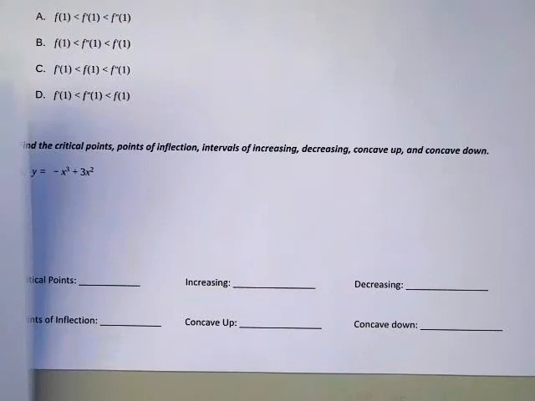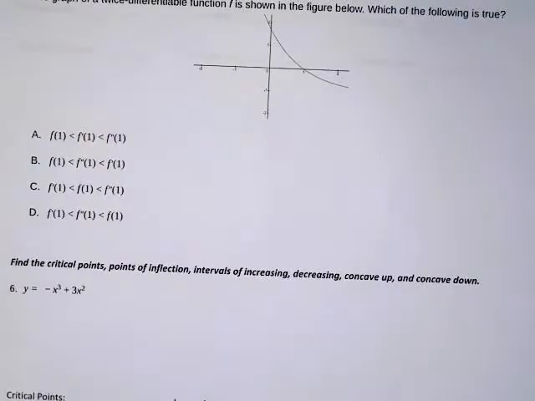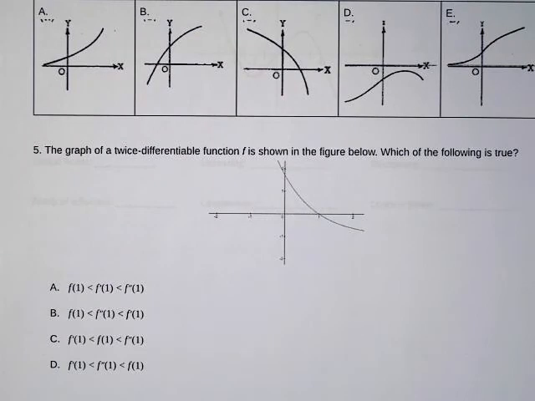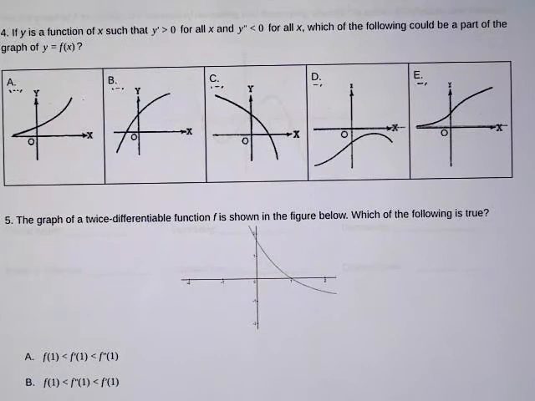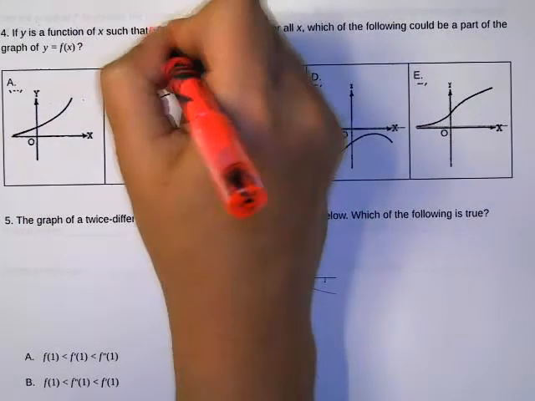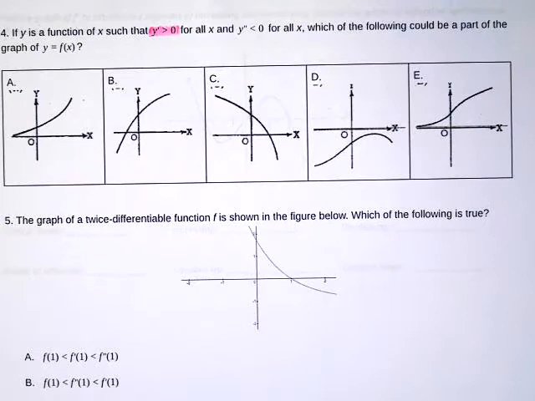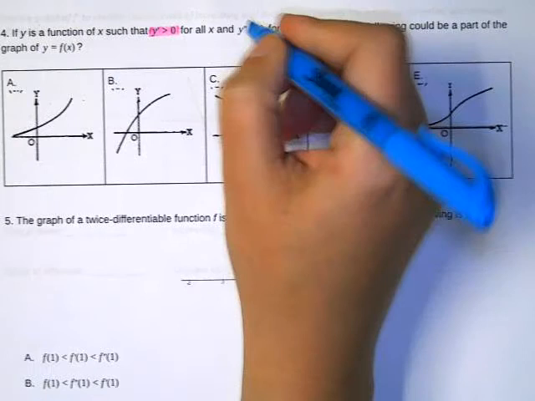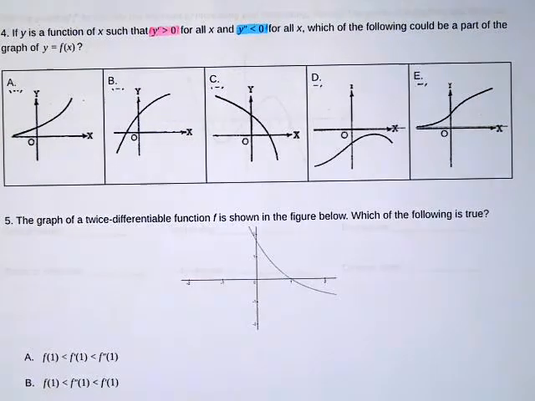Last but not least, let's look at a couple example problems of what is very typical on the AP test. So one classic AP question would be a problem like number 4. If y is a function of x such that the first derivative is greater than 0 and the second derivative is less than 0, which of the following could be a part of the graph?